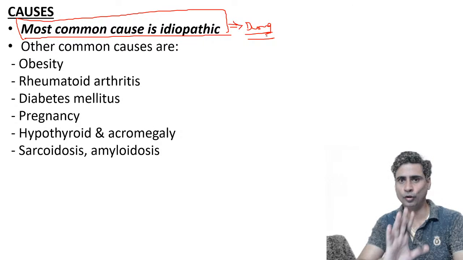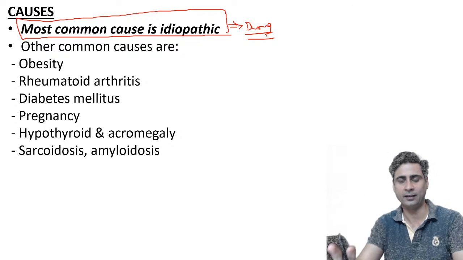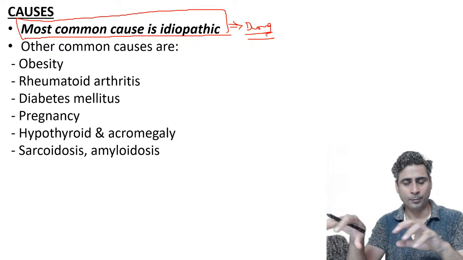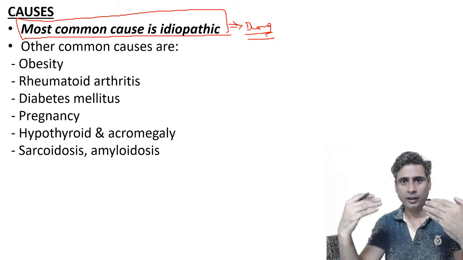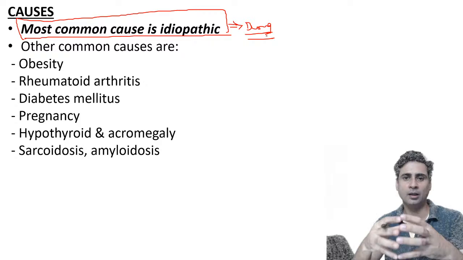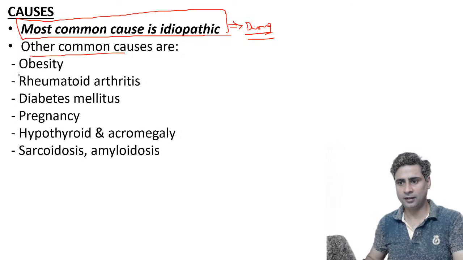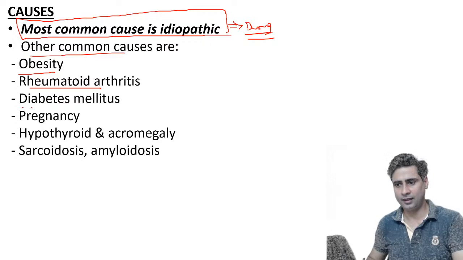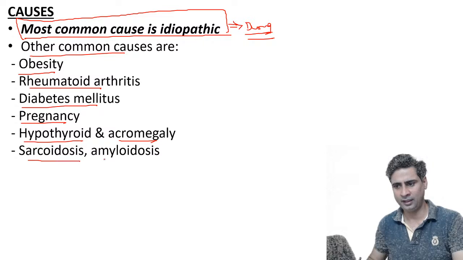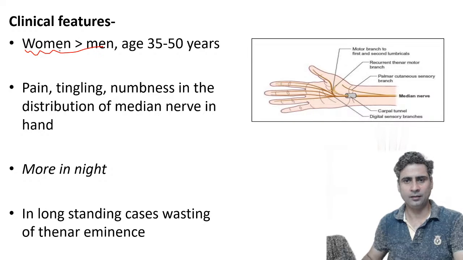That is why most of the time symptoms of carpal tunnel syndrome are there at night, because in the daytime the person is using the fingers, leading to inflammation up to evening, and in the night there will be symptoms due to swelling of those synovial sheaths. The other causes we have already discussed: obesity, rheumatoid arthritis, diabetes mellitus, pregnancy, hypothyroidism, acromegaly, sarcoidosis and amyloidosis. Clinically, it is more common in females, and the usual age group is between 30 to 50 years.